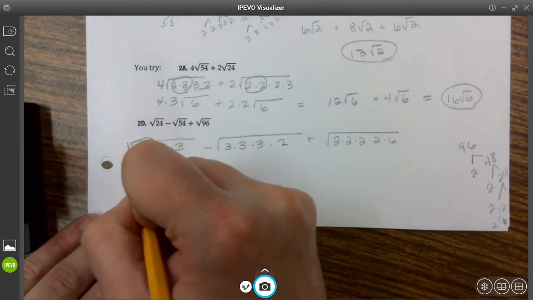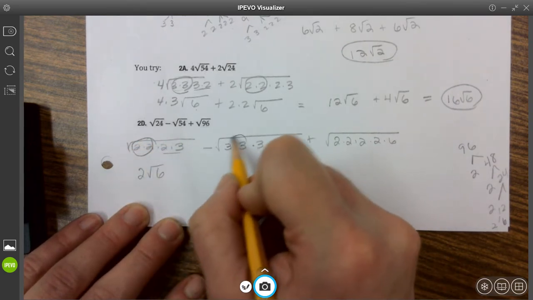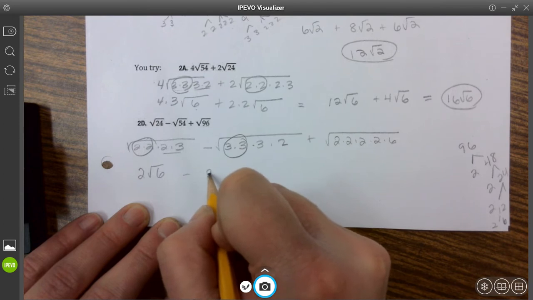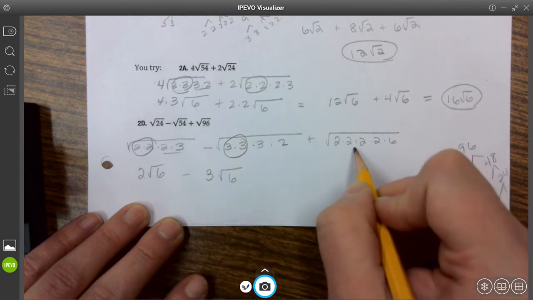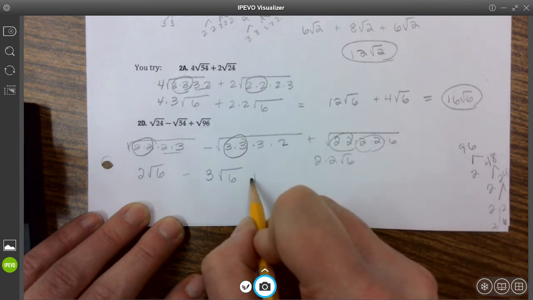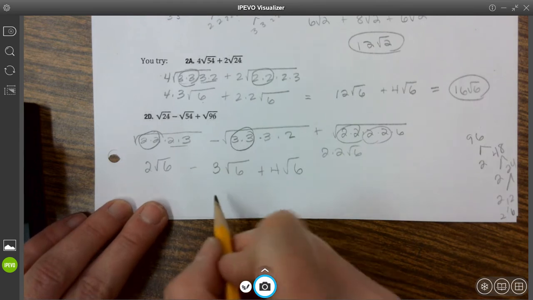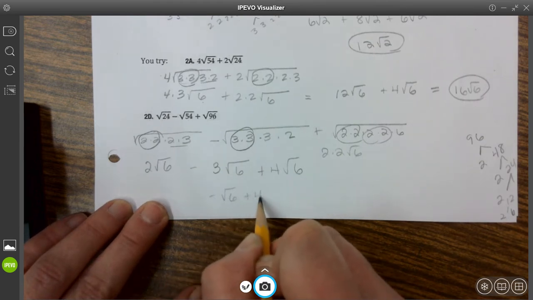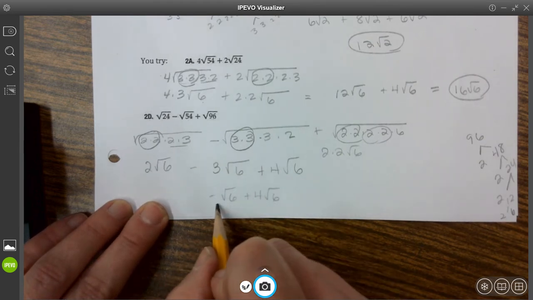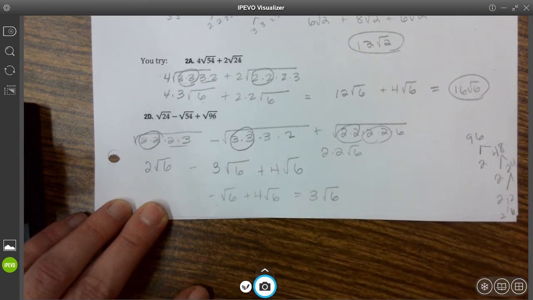Have a pair, bring it out. Have a pair. I have 2 pairs, so it's a 2 times 2 out there, which is going to be a 4 root 6. So I'm going to have 2 minus 3, which is negative 1. And then I have a negative 1 and a 4, which is a 3. That's it.